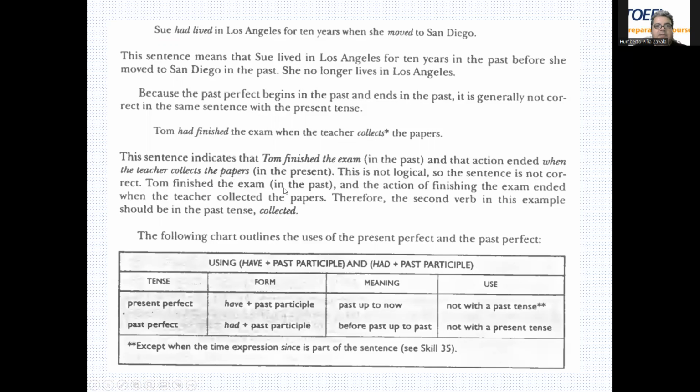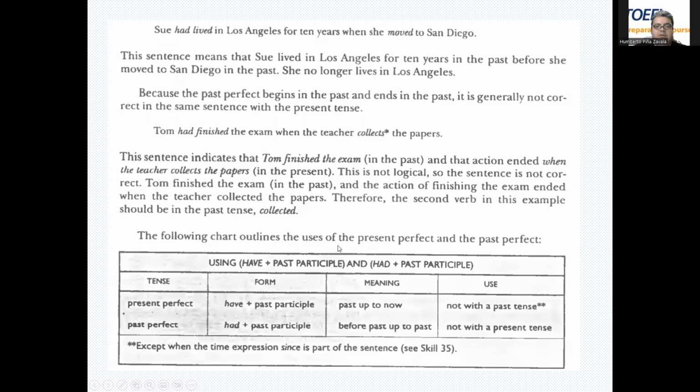Tom finished the exam in the past, and the action of finishing the exam ended when the teacher collected the papers. Therefore, the second verb in this example should be in the past tense, collected. Tom had finished the exam when the teacher collected the papers, right? So the first action in the past is he had finished the exam, and the second action in the past should be the teacher collected the papers.